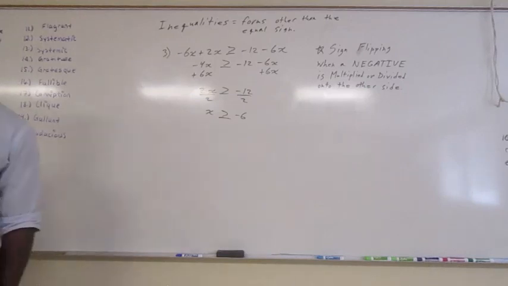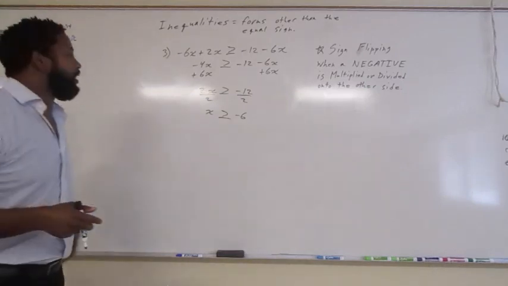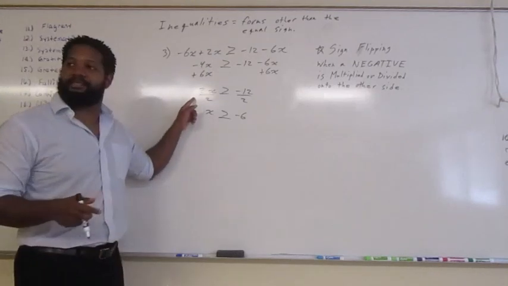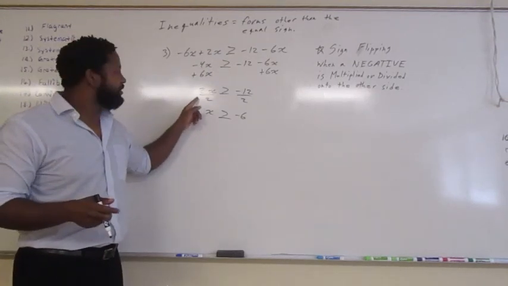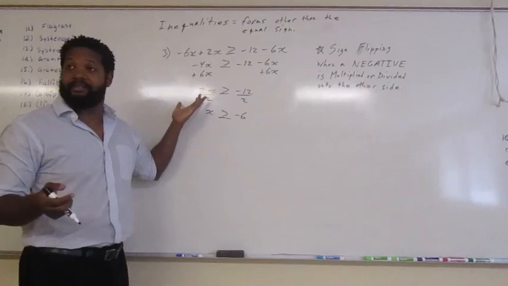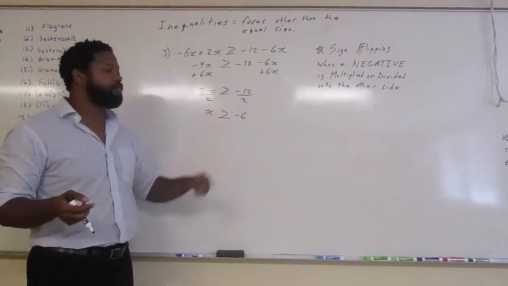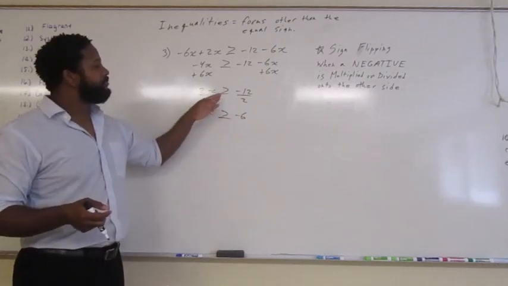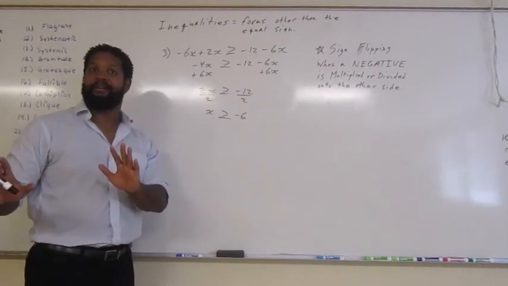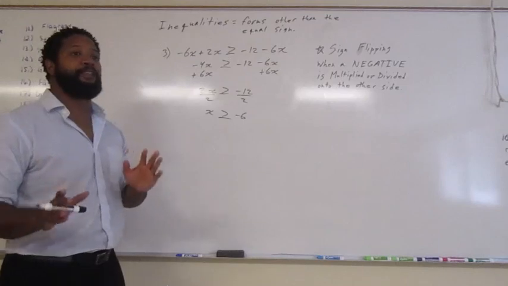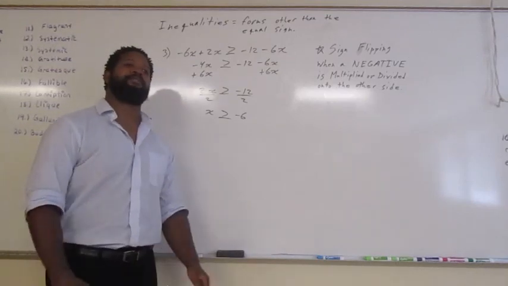You might want to write this down in your notebook, okay? Not a positive. So, because this 2x right here is a positive, right? And you're dividing this positive 2 to the other side, then the sign stays the same, okay? The only time when you flip it is with a negative.